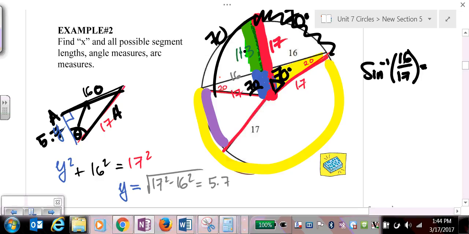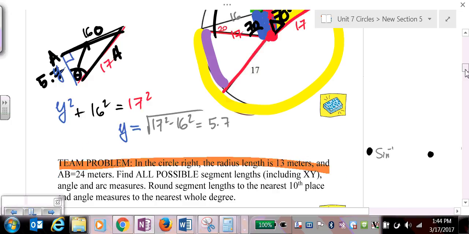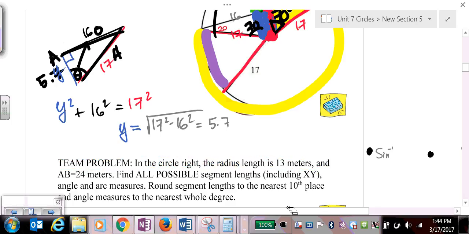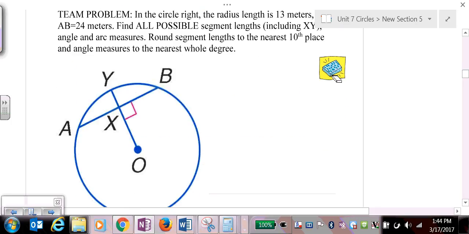Nice job. Okay, swing into your teams, touch your desk. Swing into your teams, touch your desk. He's in the middle team. He's in, all right. Swing around, touch your desk. This is your team problem. You have 7 possible. Ready? Okay, you are texting, you're not doing math.